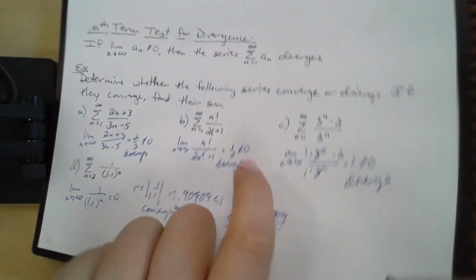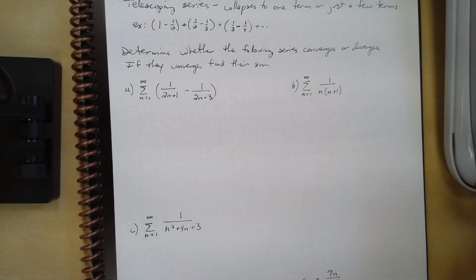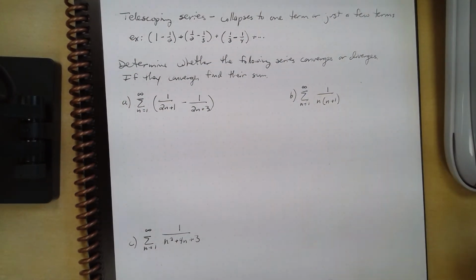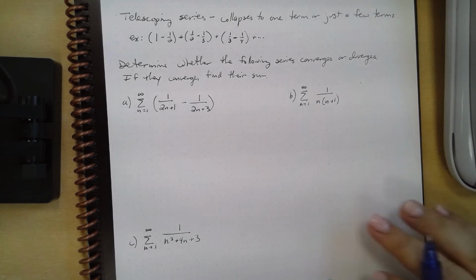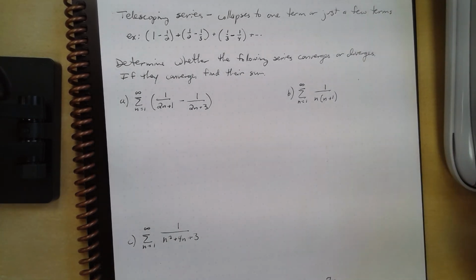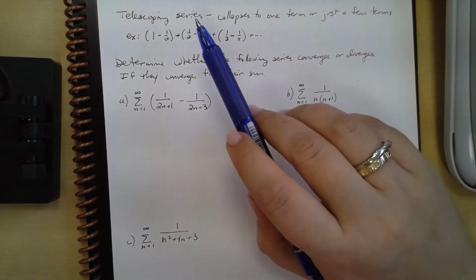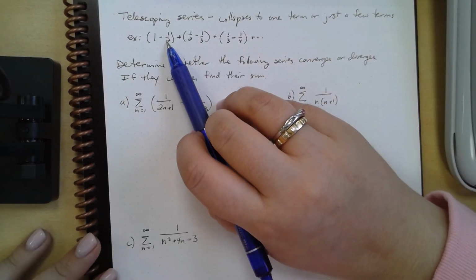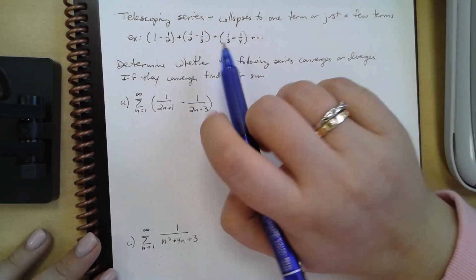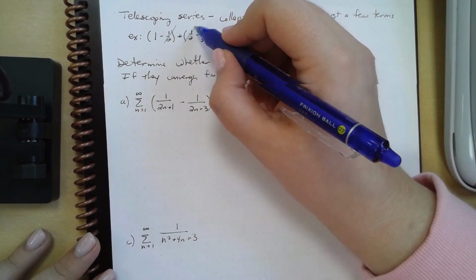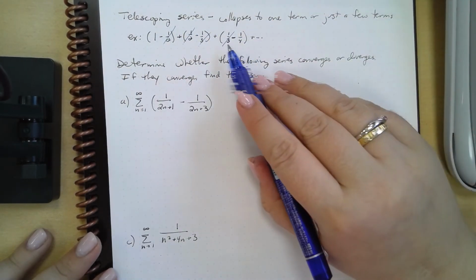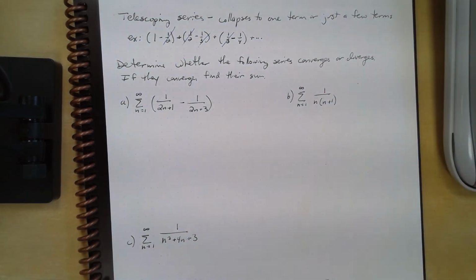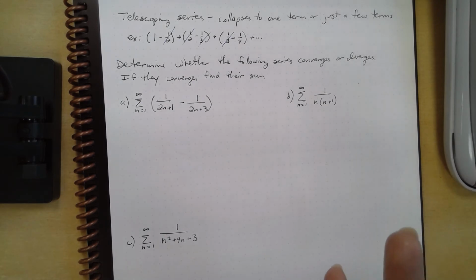All right. One more type of series I want to talk about is a telescoping series. A telescoping series collapses to one term or just a few terms. Like here, we have 1 minus 1/2 plus 1/2 minus 1/3 plus 1/3 minus 1/4. You can see that these 1/2s would cancel out, and these 1/3s would cancel out. If this pattern continues, then they're going to collapse onto each other just like a telescope would, and you're going to be left with just a few terms.